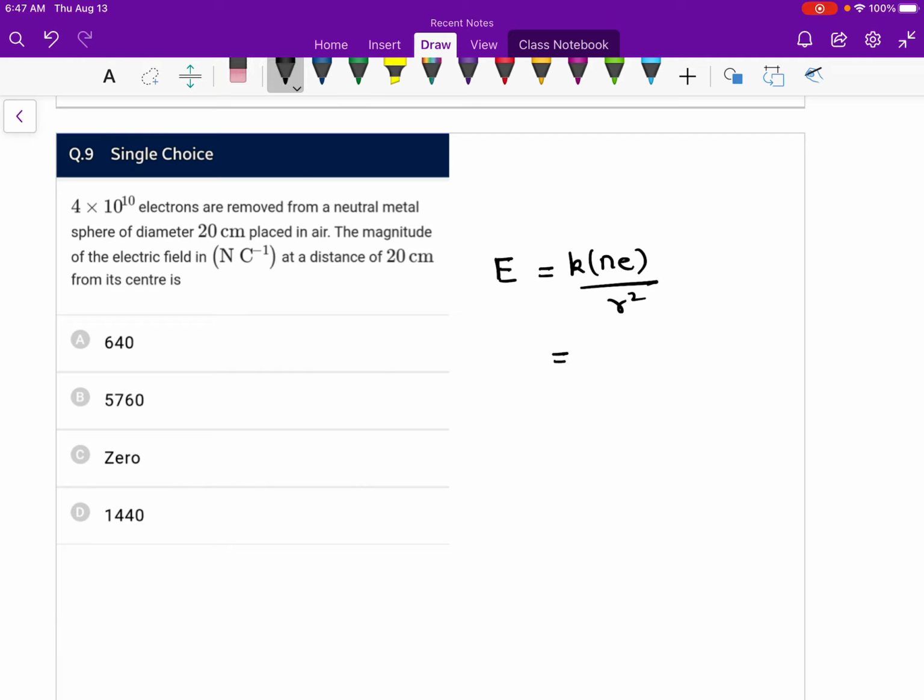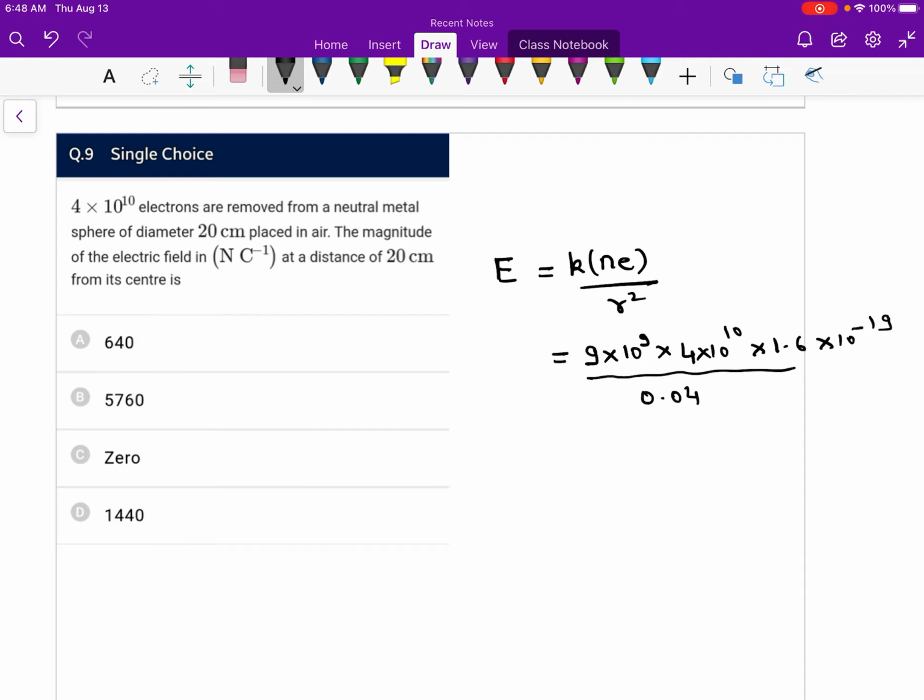So K is 9 into 10 to the power 9. N is 4 into 10 to the power 10. And electronic charge is 1.6 into 10 to the power minus 19 upon R square, 10 centimeter. So 10 to the power minus 2. Sorry, 20 centimeter, distance of 20 centimeter. So that is 400 into 0.04 rather.